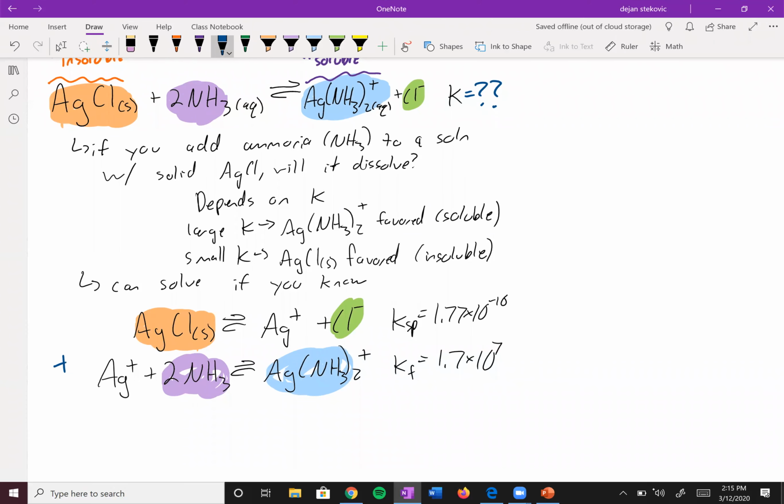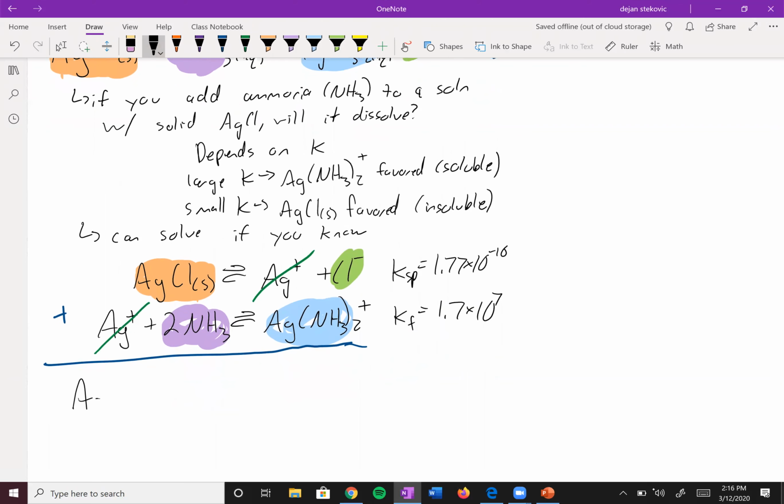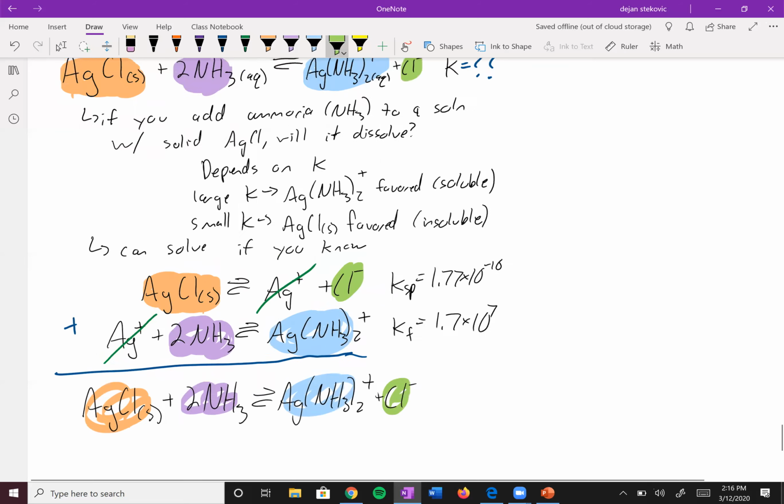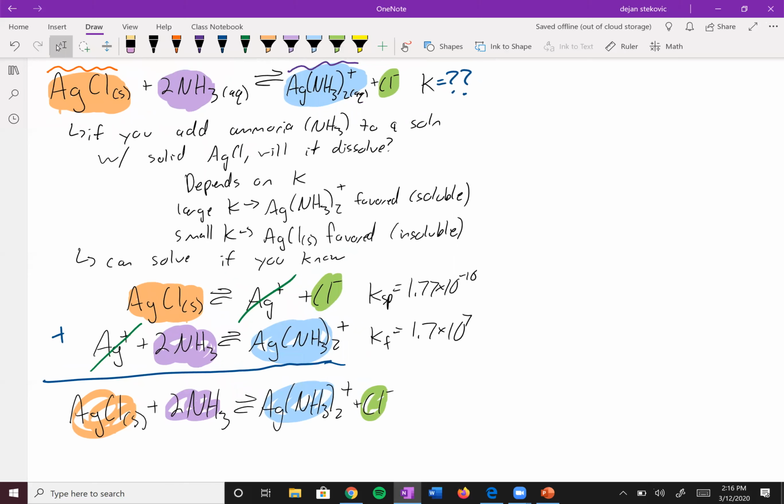So one thing we can try to do is add these two and see what we get. When we add these two, what's going to happen to the silver plus that's on both sides of the equation? They're going to cancel one another out. And then when that happens, we get AgCl plus ammonia in equilibrium with this coordination compound and chloride, which if we take a look at that equation, does that look like the same equation that we want to solve for?